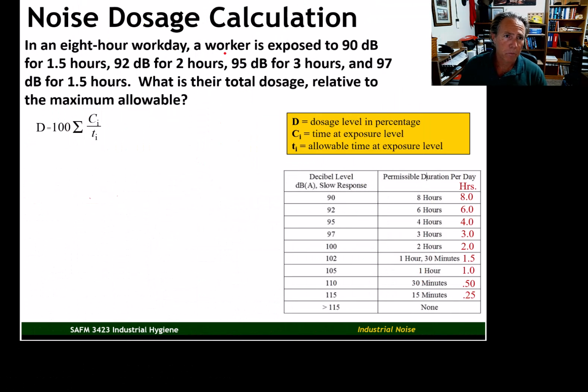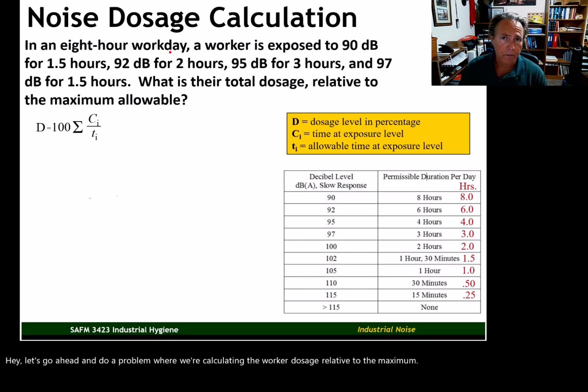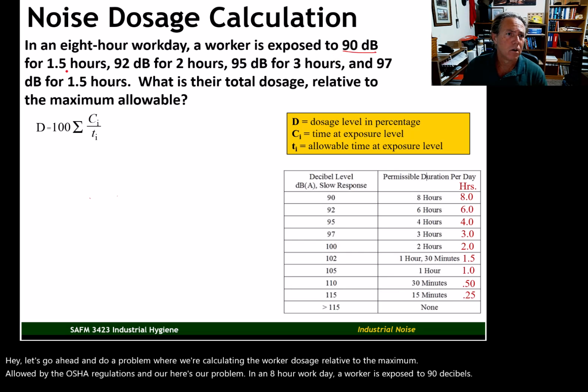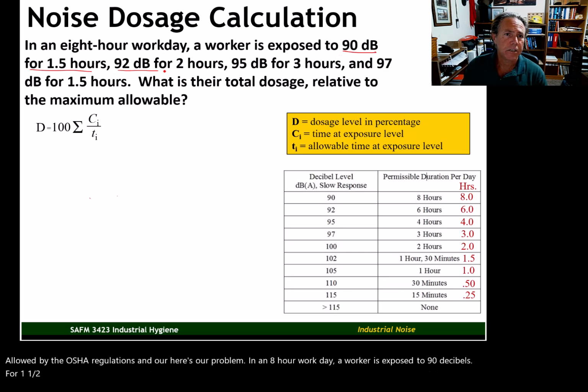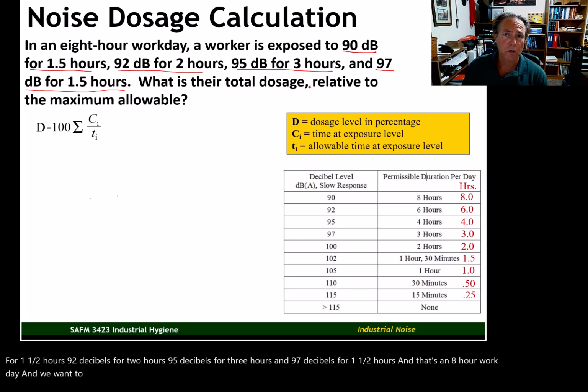Okay, let's go ahead and do a problem where we're calculating the worker dosage relative to the maximum allowed by the OSHA regulations. And here's our problem. In an 8-hour workday, a worker is exposed to 90 decibels for 1.5 hours, 92 decibels for 2 hours, 95 decibels for 3 hours, and 97 decibels for 1.5 hours. Again, that's an 8-hour workday. And we want to know what their total dosage is relative to the maximum allowable.